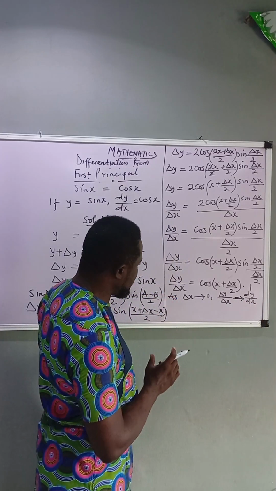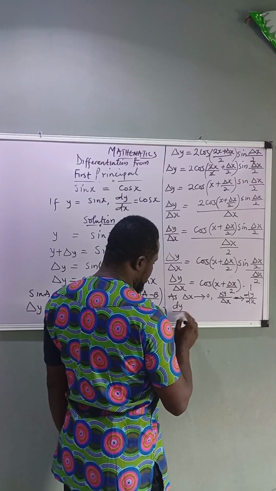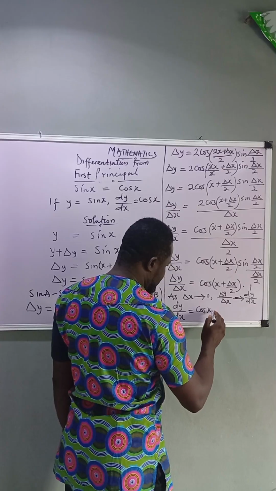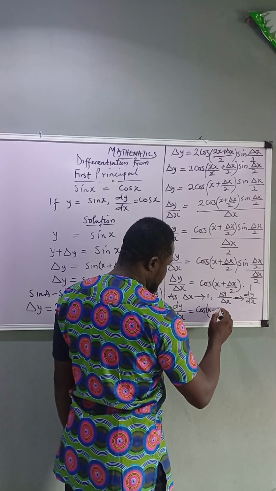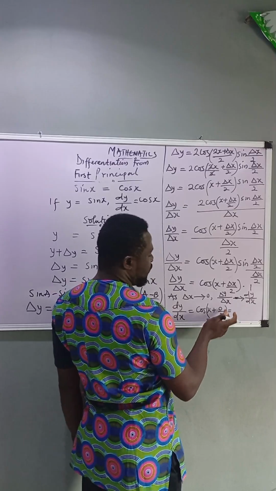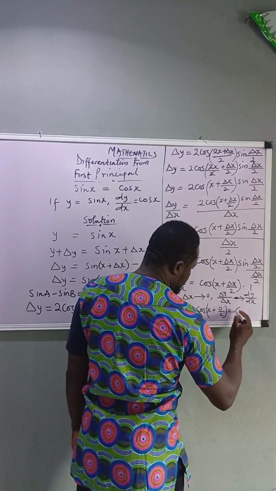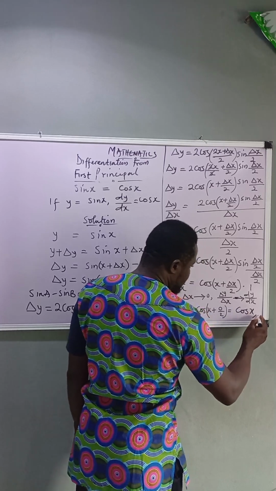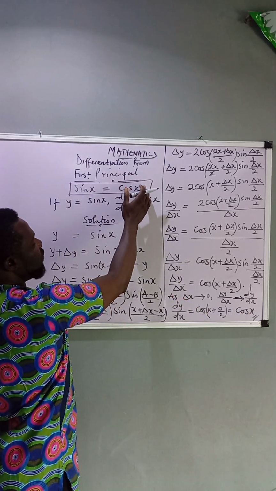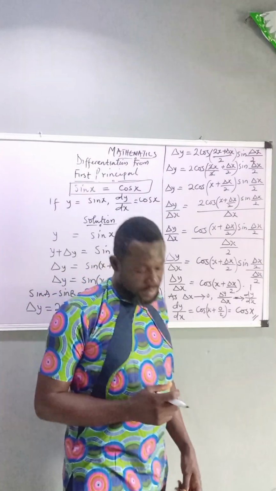What it simply means is that anywhere I see delta y over delta x, I will put dy over dx, and anywhere I see delta x, I'm going to put 0. So this is 0 over 2. You agree with me that 0 over 2 is 0. 0 plus x is x. Cos times x will give us cos x. That is how sine x becomes cos x if we differentiate sine x. Thank you very much.